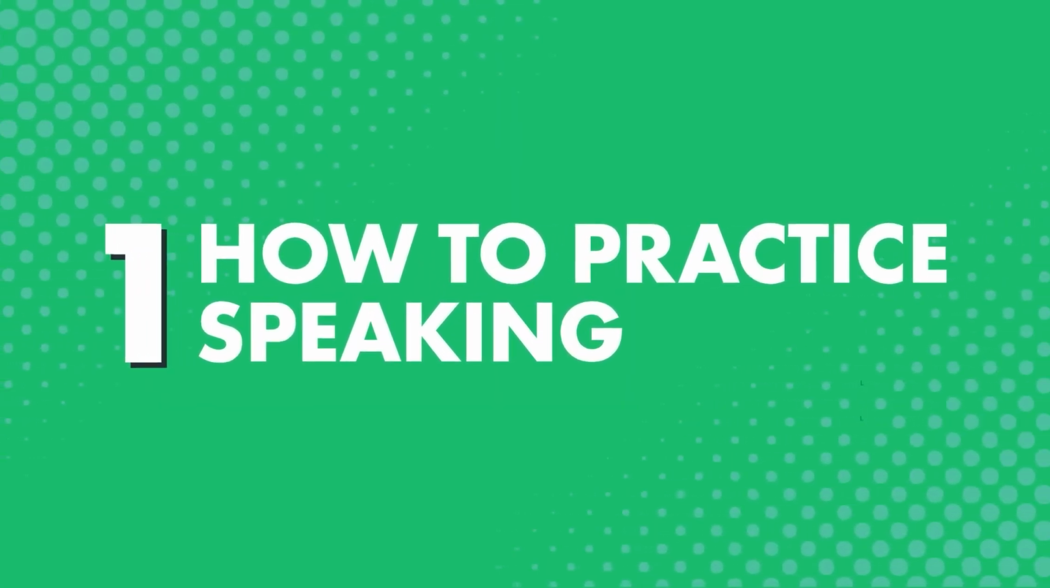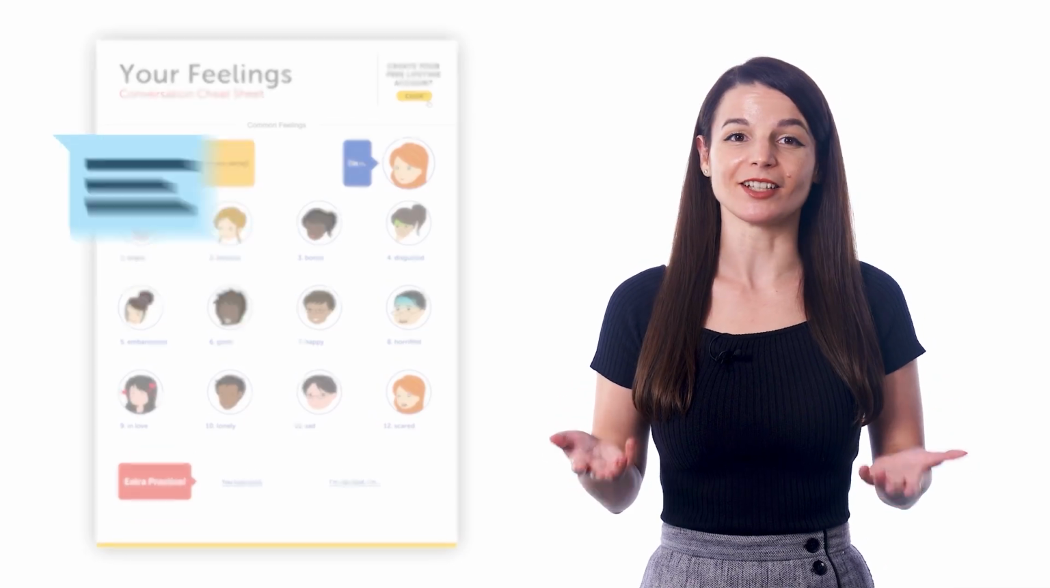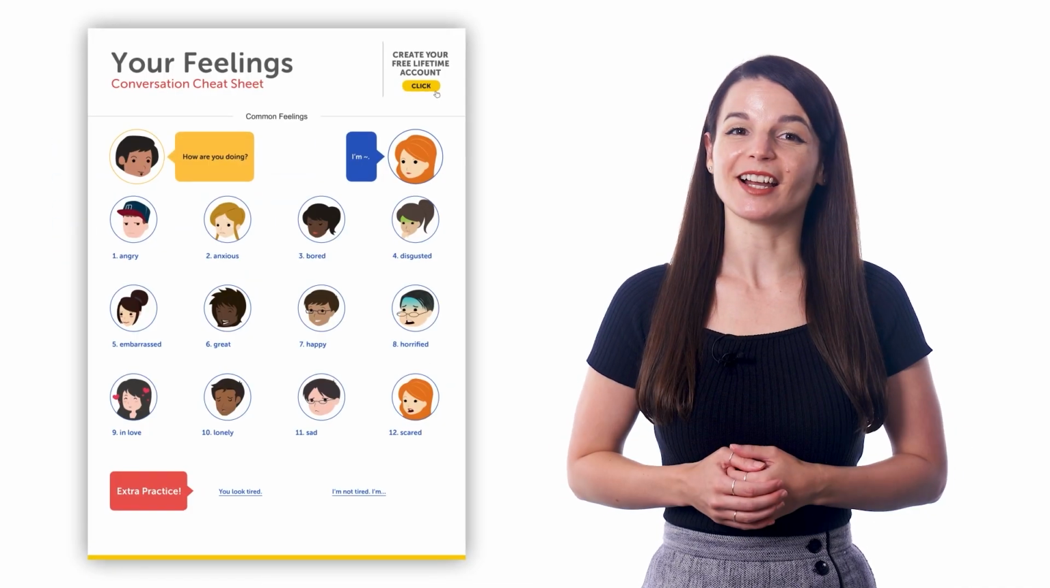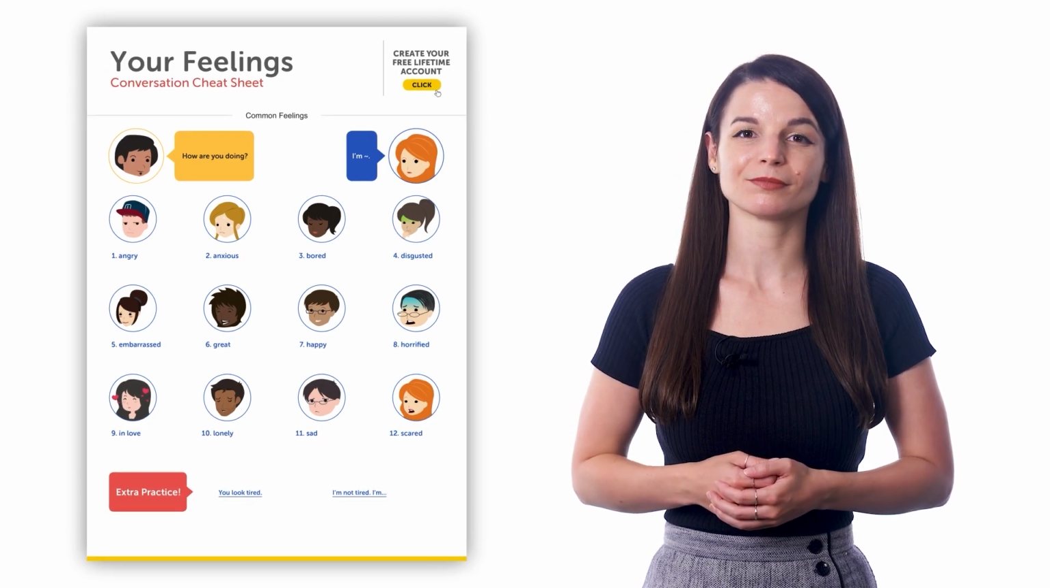1. How to practice speaking. Every cheat sheet comes with a quick, practical dialogue that you can use when you chat with native speakers. But you can also practice speaking ahead of time. Just read the dialogues out loud a few times a day, and you'll get used to saying these lines. Reading out loud is one tried and tested tactic for improving your speaking skills. And when you get a chance to speak with a native speaker, you'll be able to say these lines naturally.